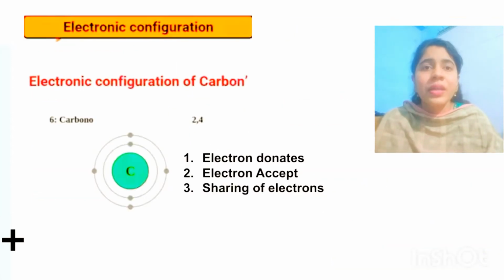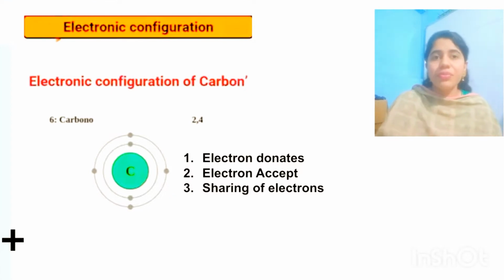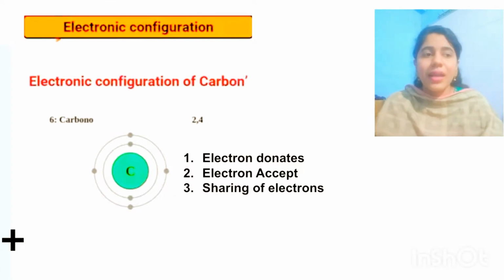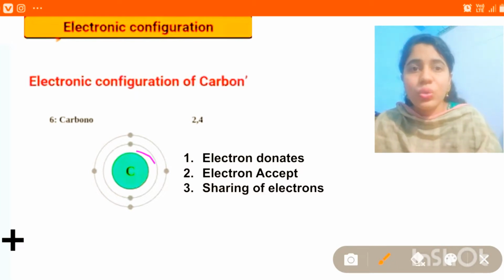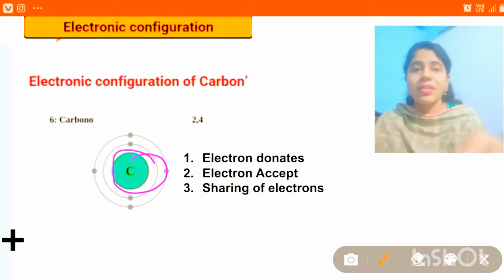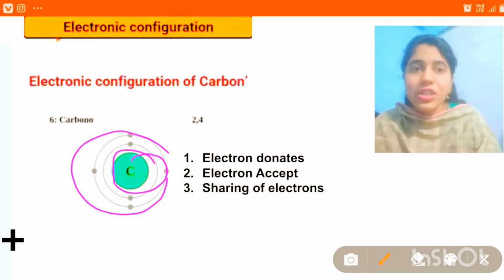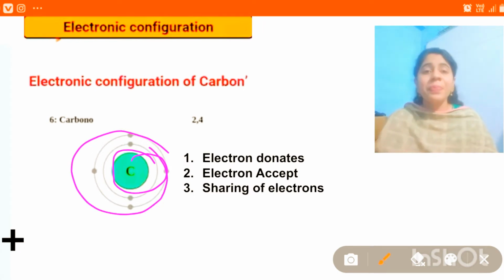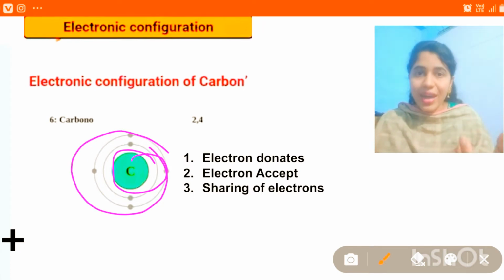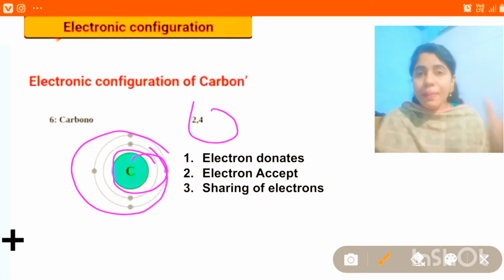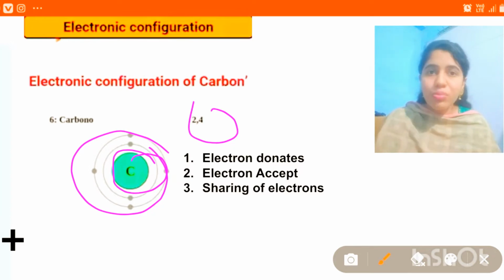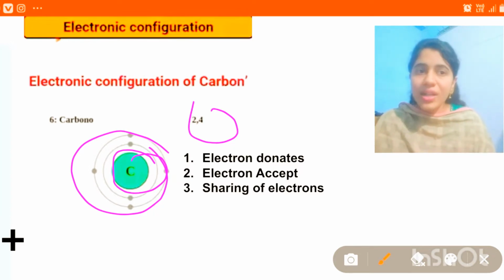Well, next comes the electronic configuration, how the carbon atom is placed. As I have said before, in the first shell 2 electrons are placed, and in the second shell 4 electrons are placed. The valence electrons of carbon are 4, because valence electrons are the number of electrons present in the outermost shell.